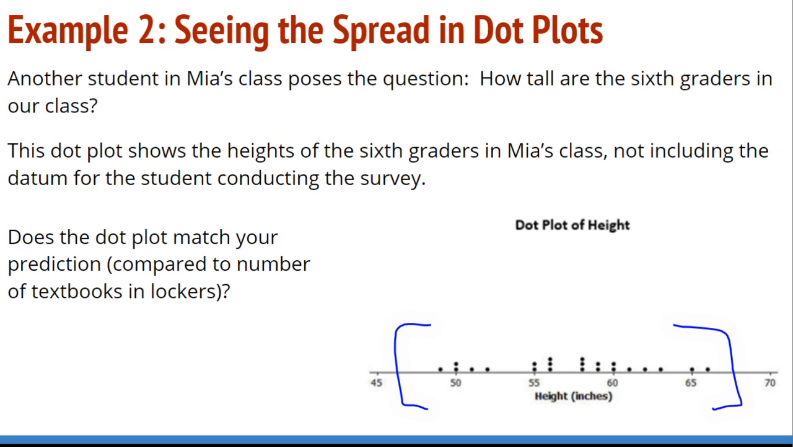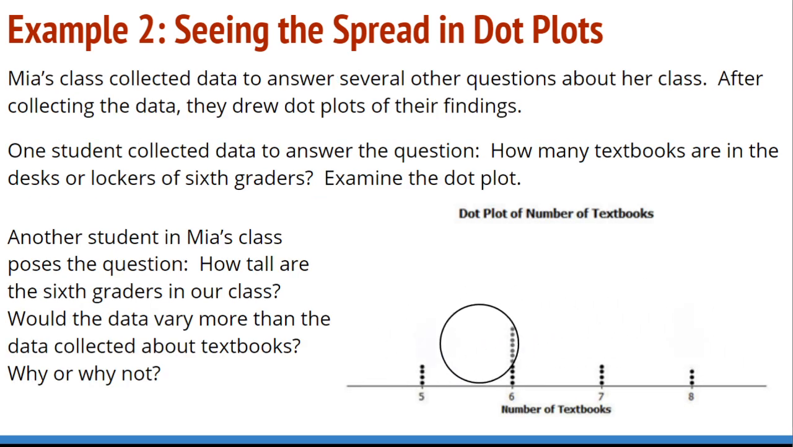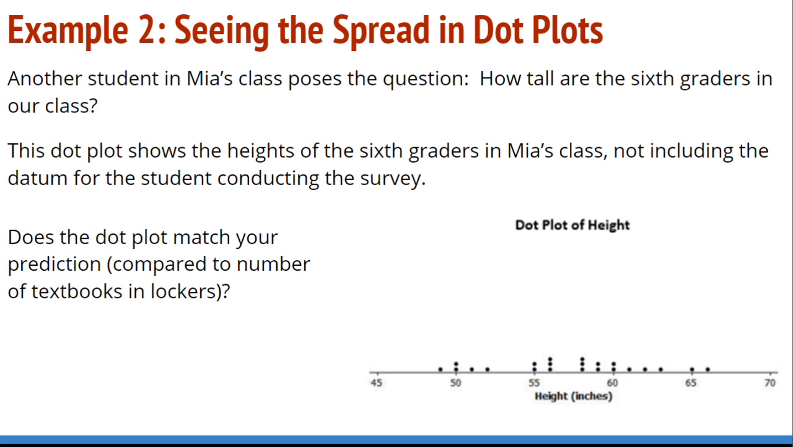With textbooks, we had 5, 6, 7, 8, because we have a certain number of classes we take every day. But when it comes to height, there's much greater variability. Some people are 49 inches. Some people are 65 inches. We have much greater opportunity for variability when we talk about how tall people are.